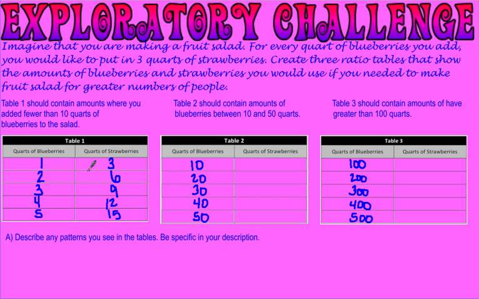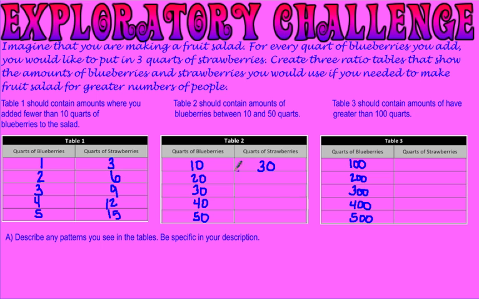All right, so what we're going to do is use the information from the first table to help us figure out the other 2 tables. So in looking at this, we know that the ratio of blueberries to strawberries is 1 to 3. So for every 1 quart of blueberries, I need to have 3 quarts of strawberries. So since it's 1 to 3, if I have 10 times as many blueberries, then I would need 10 times as many strawberries. So I know that I would need 30 strawberries.